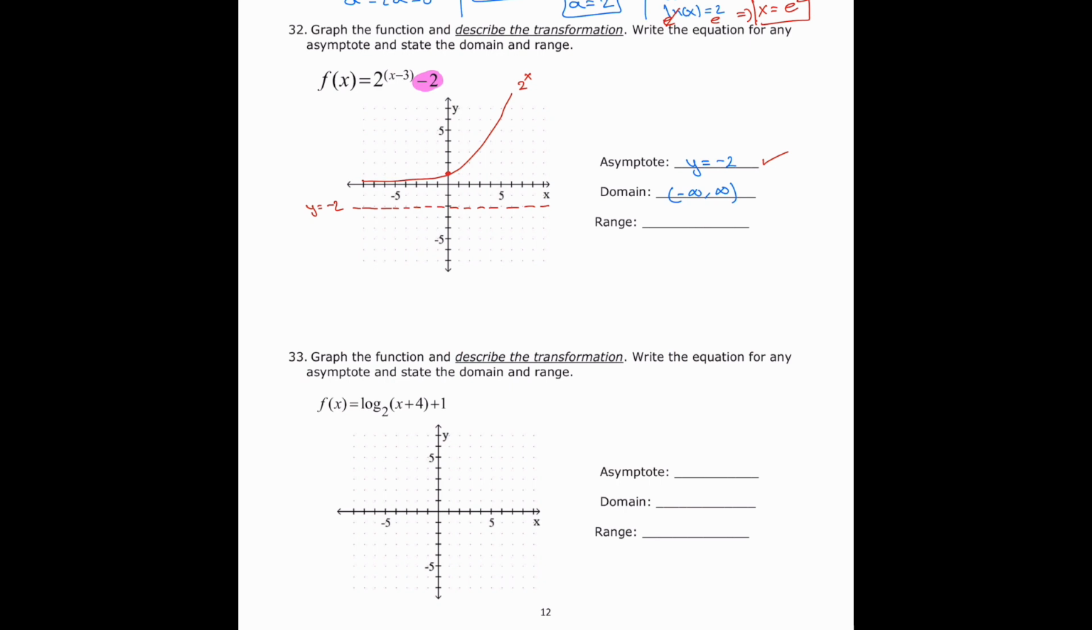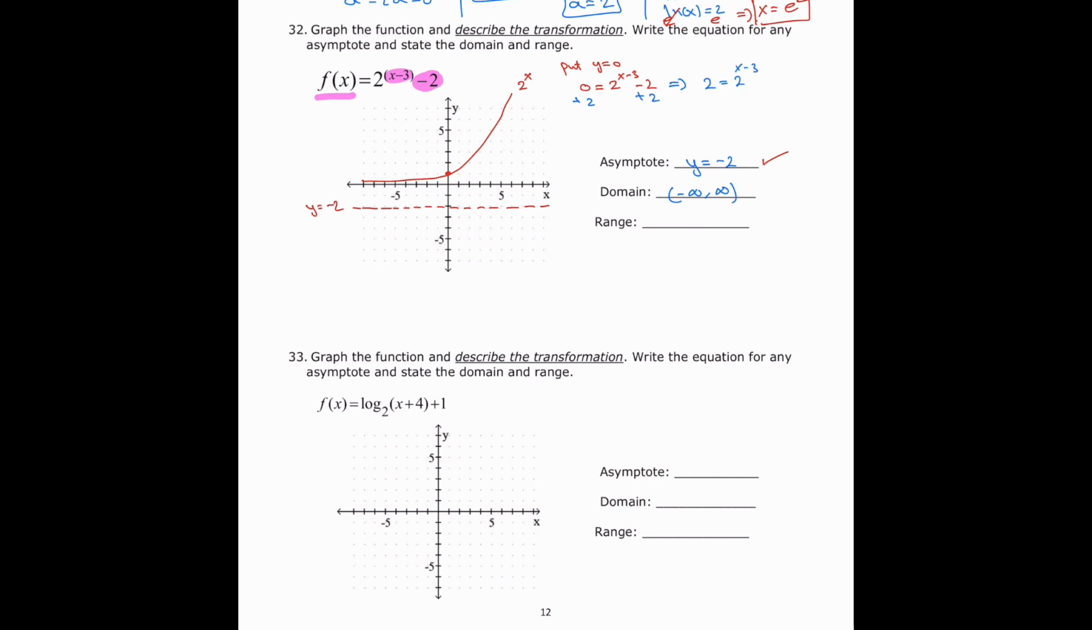This point is going to be shifting. However, because we have a horizontal shift as well, we are not able to figure that out exactly. So we're going to just try to find the x-intercept. In order to find the x-intercept, you put y, or f of x, equal to 0 and solve. So we have 0 equals 2 to the x minus 3 minus 2. We're going to add 2 to both sides of the equation, so we end up with 2 equals 2 to the x minus 3.